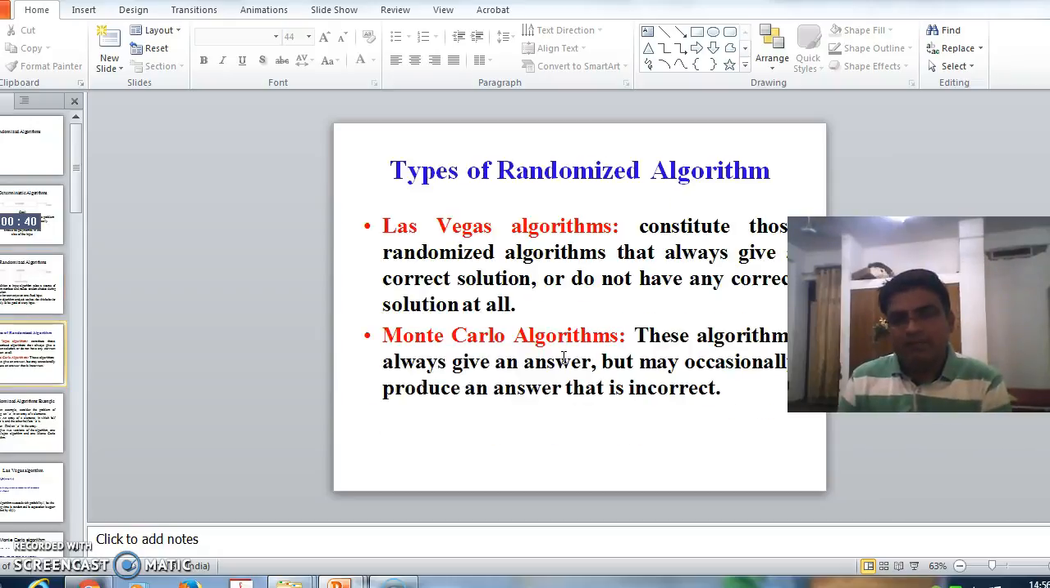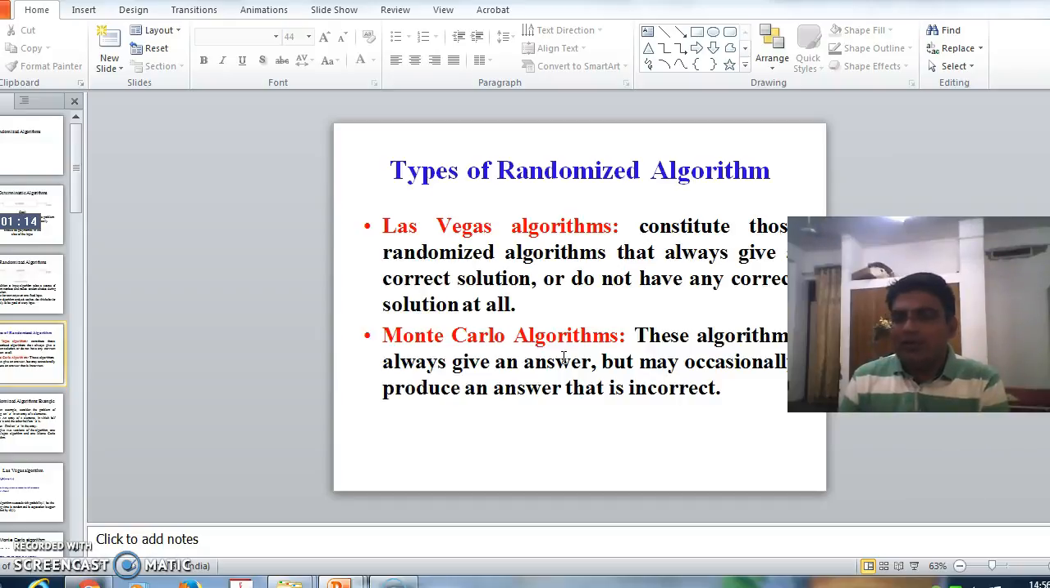Next, types of randomized algorithm. There are two types of randomized algorithm. First is the Las Vegas algorithm and second is the Monte Carlo algorithm. Las Vegas algorithms are those randomized algorithms that always give a correct solution or do not have any correct solution at all. Means either we'll get a solution or we don't have any correct solution, and it can run up to infinite time. Second is the Monte Carlo algorithm. These algorithms always give an output answer but may occasionally produce an answer that is incorrect.